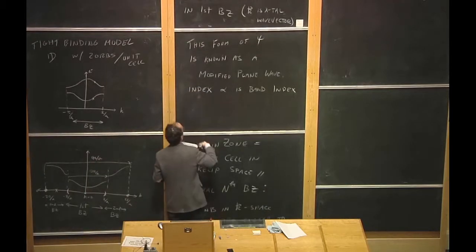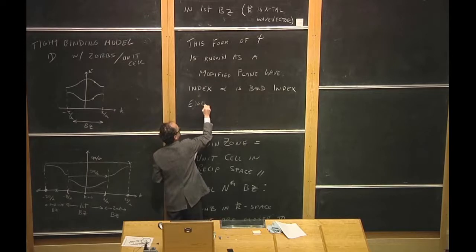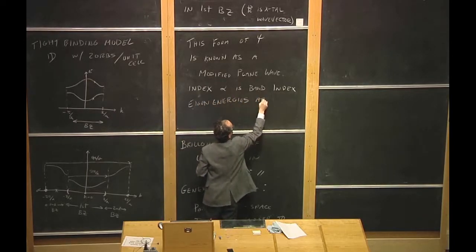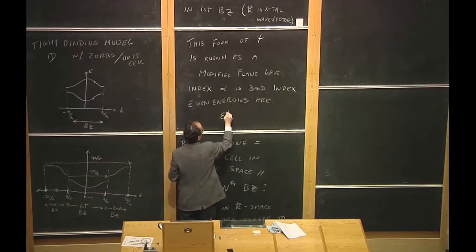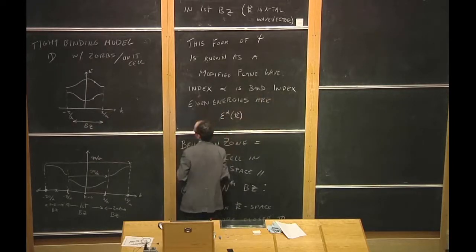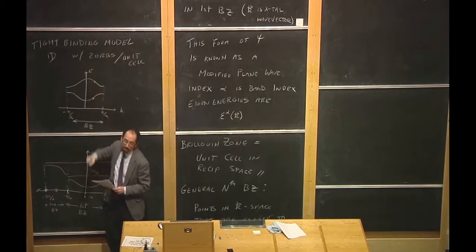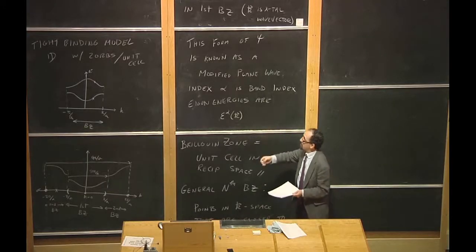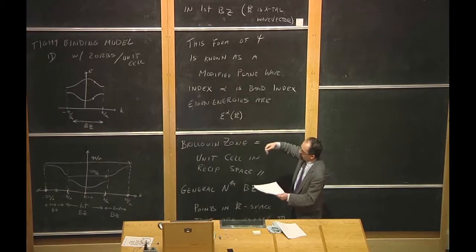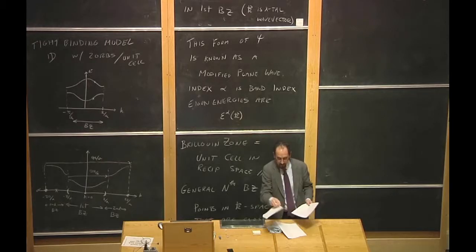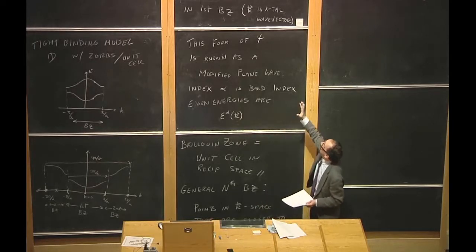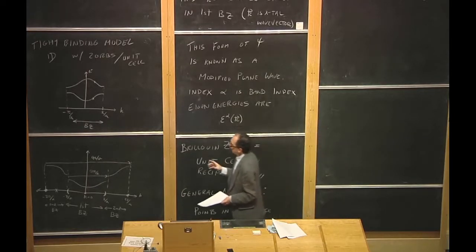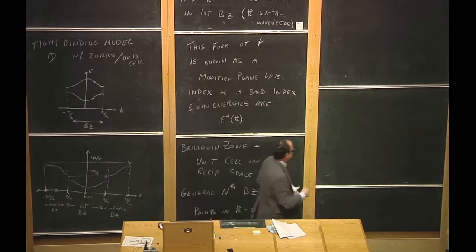So the eigenenergies are E superscript alpha of k. So E1 and E2, depending on which band we're talking about, which energy level, the lowest or the next lowest or the next lowest, and so forth. This is a pretty big bunch of statements we've made here, but it's fairly important because it tells you about the general structure of eigenstates in a periodic potential.